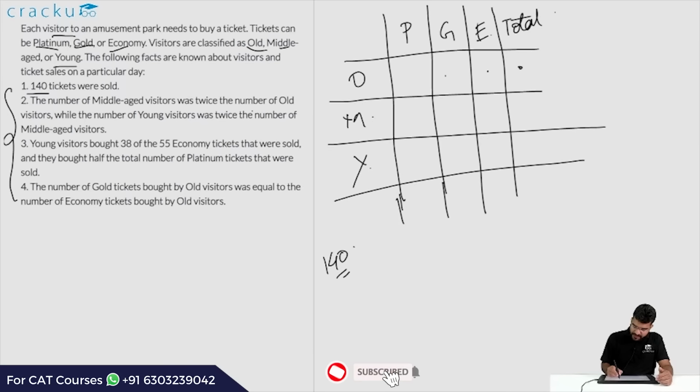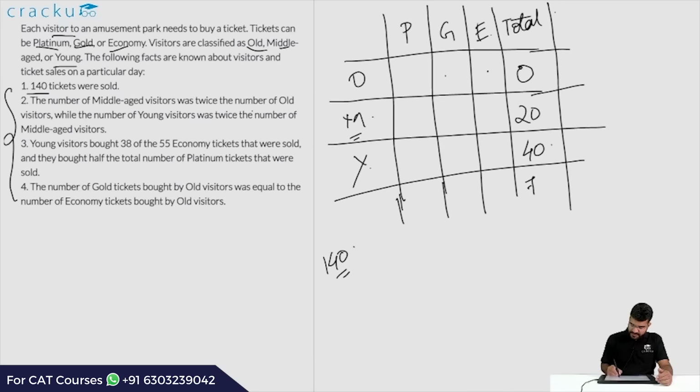So this will be the total number of old visitors, let them be O. We are told that the number of middle-aged visitors is twice that of old visitors, so this will be 2O, and the number of young visitors is twice that of middle-aged visitors, so this is 4O. So the total number of visitors is 7O, that is, O plus 2O plus 4O. But again, the total is given as 140. So 7O is 140, or O is equal to 20.